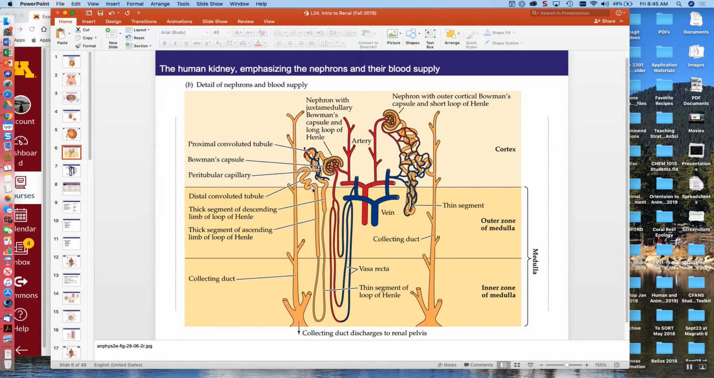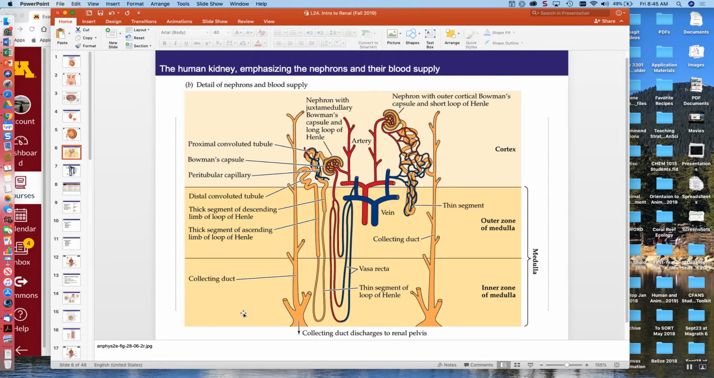And that's really important because it's these types of nephron, these juxtamedullary nephron, that are responsible for establishing that profound gradient within the medullary region. It's this loop of Henle of the juxtamedullary nephron that is responsible for establishing this very profound osmotic gradient within the inner medullary region. And that allows you to concentrate urine.